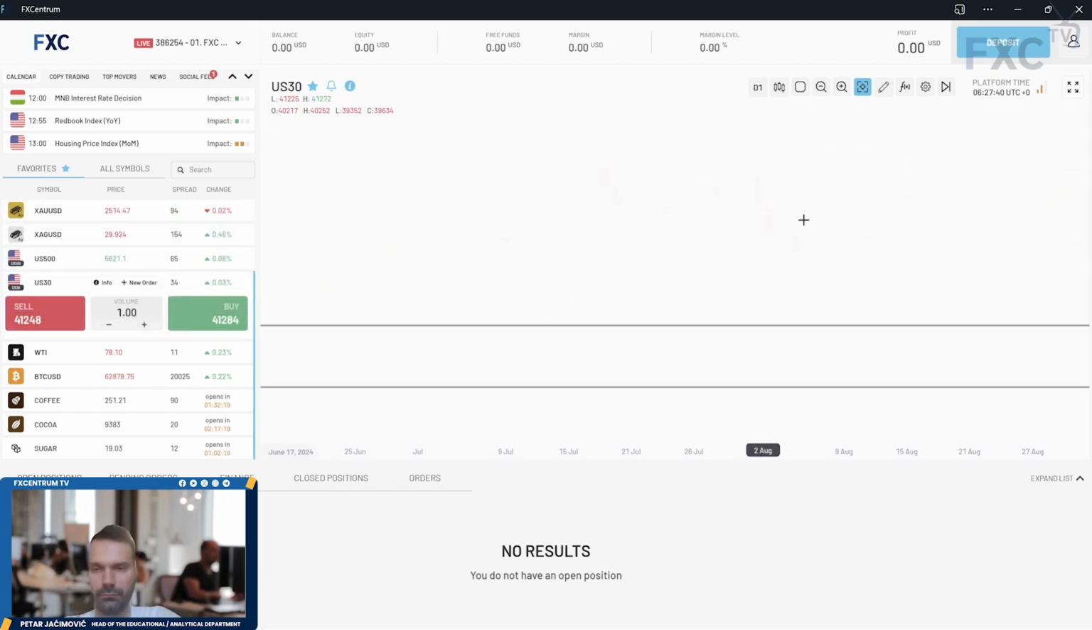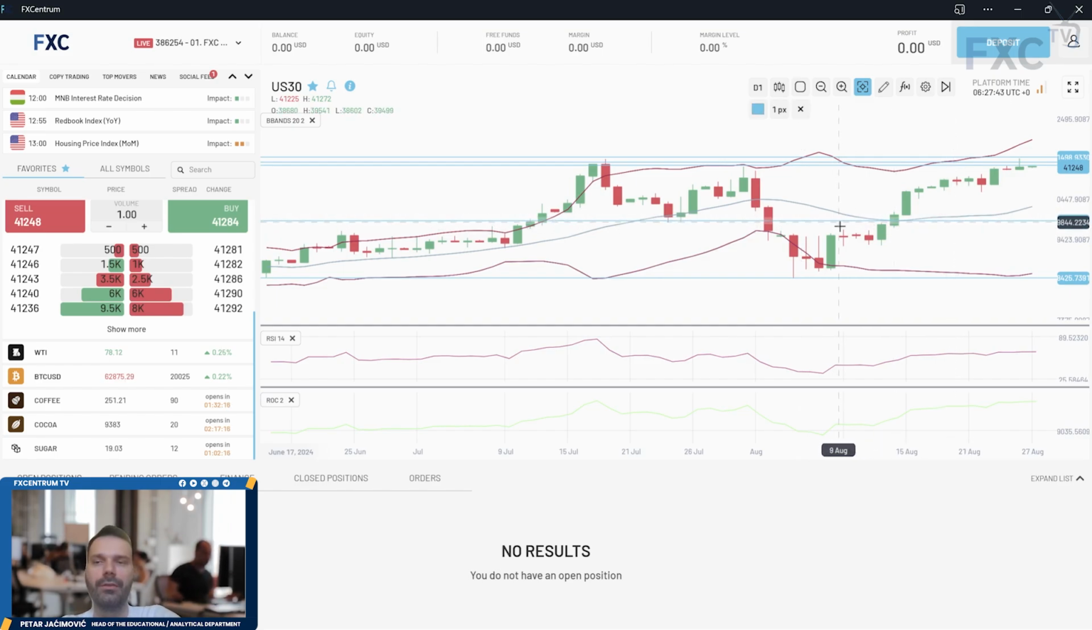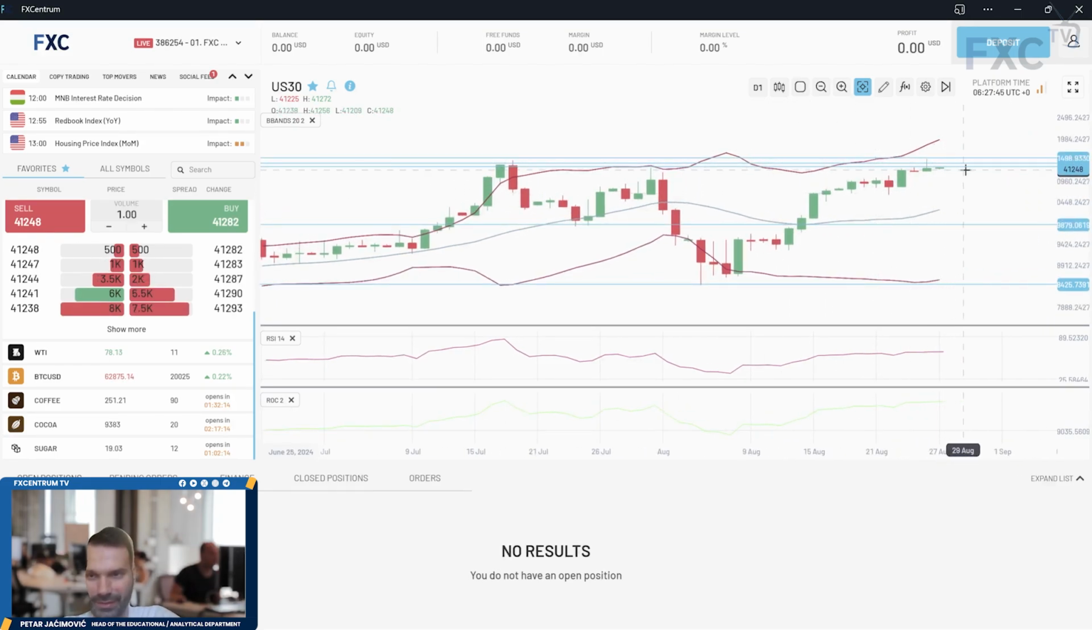On the US 30, we had a resistance on the test, so pay attention to this resistance. If you can break and hold, there's a chance for higher prices. If you see the rejection, bigger rejection, bigger downside move, then we might have the downside rotation towards this previous swing low.